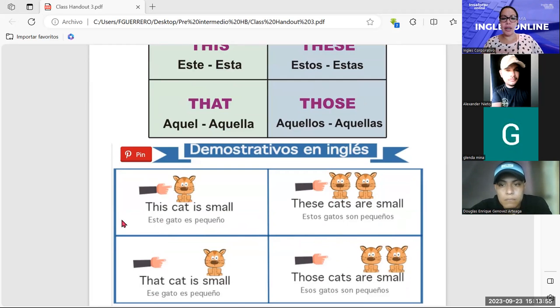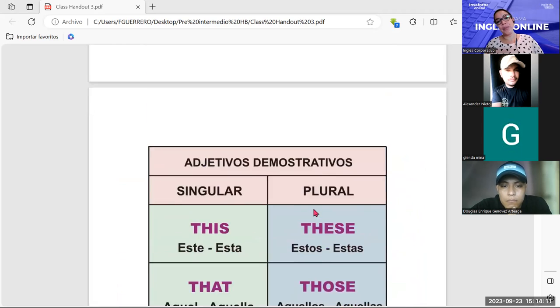Y la pronunciación aquí, this, es diferente a aquella. Esta es this y este es más larguito. This, these. Esa es la diferencia en cuanto a pronunciación.